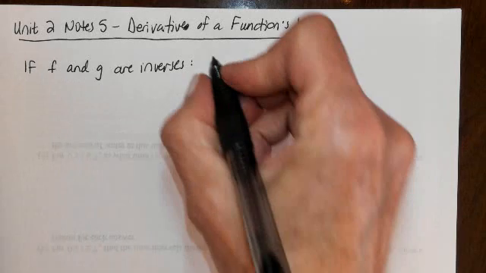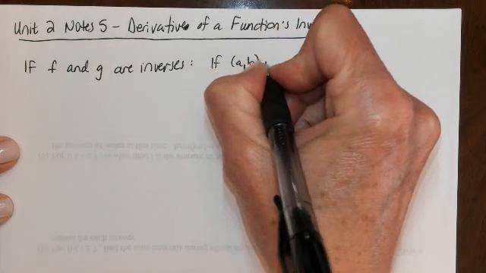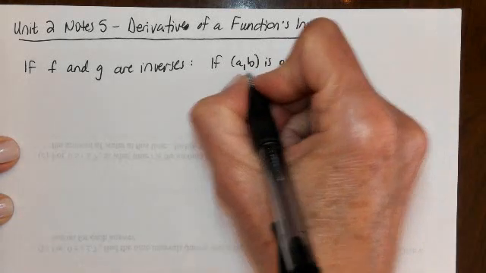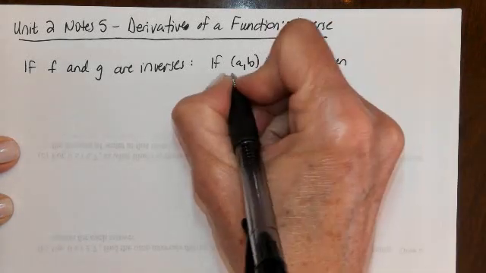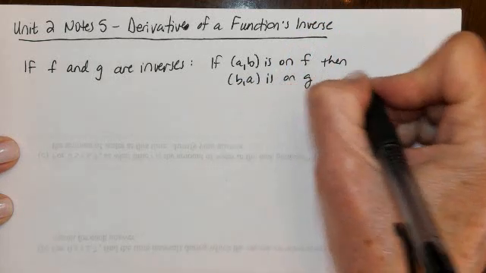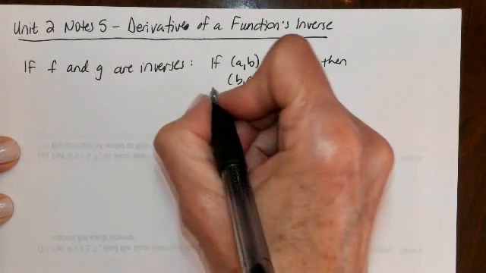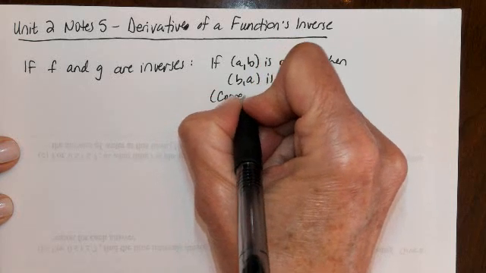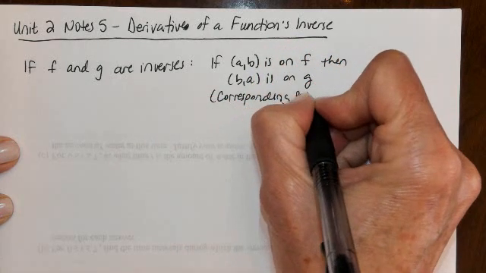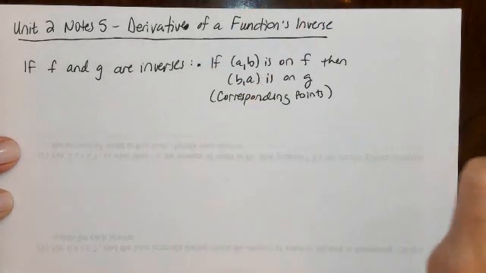Okay, so if (a, b) is on f, then (b, a) must be on g. Okay? So corresponding points. All right? So that's one thing about inverse functions.